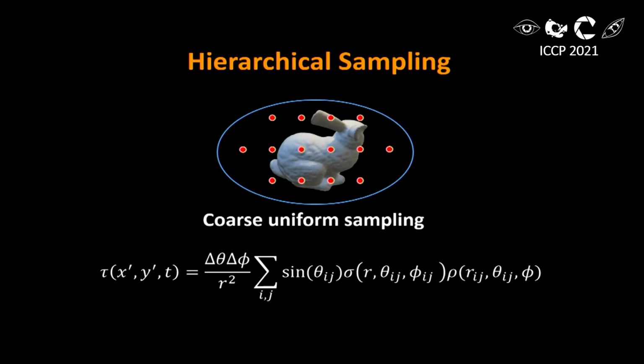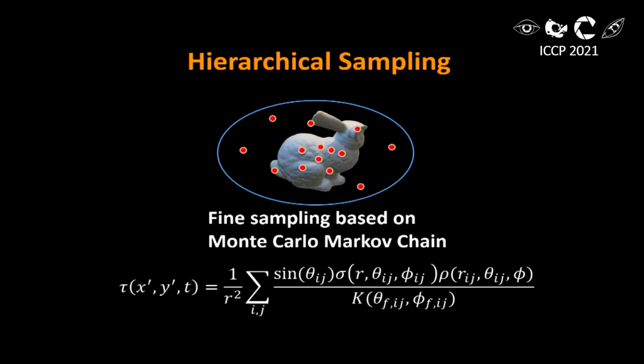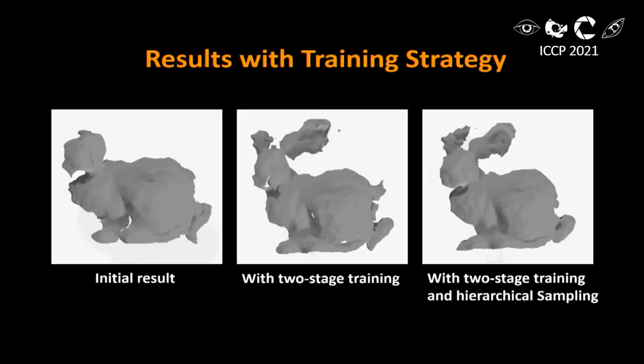So, we propose that every time after a uniform sampling, we perform a non-uniform sampling based on the density map. In this way, the points with higher density can be more fully sampled and trained. Here we show how to numerically calculate the transient with non-uniformly sampled points. Here are the results with the two-stage training and hierarchical sampling strategies. We can see that with the help of them, our method manages to recover the left ear of the bunny, which is insufficiently observed.